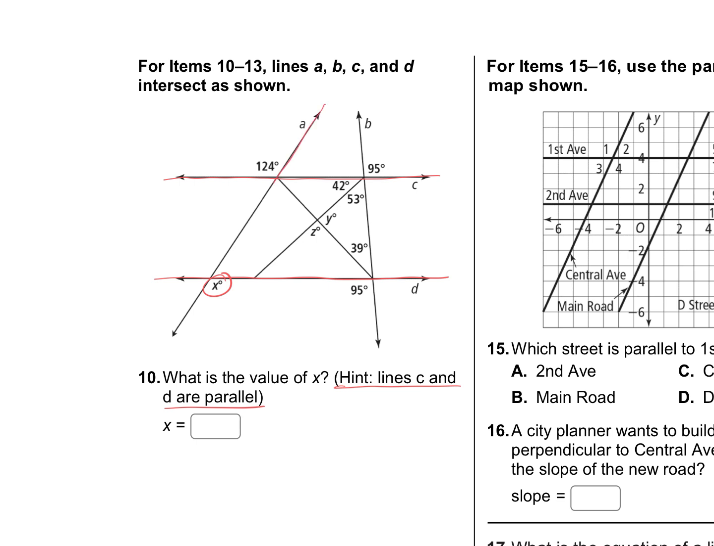Right, I have this transversal here. Okay, so what number is going to help me find X? 124, right? What's the relationship here? Alternate exterior. What do we know about alternate exterior angles? They're congruent, so X is also 124. Okay, that's why I threw that hint in there for you.